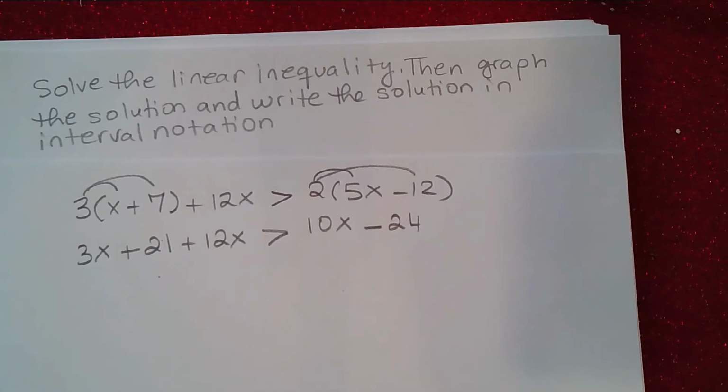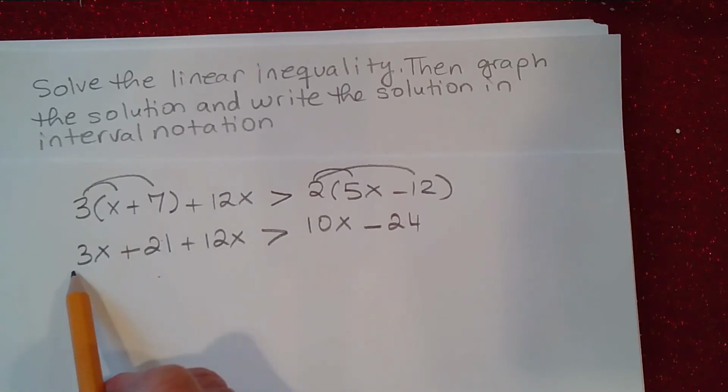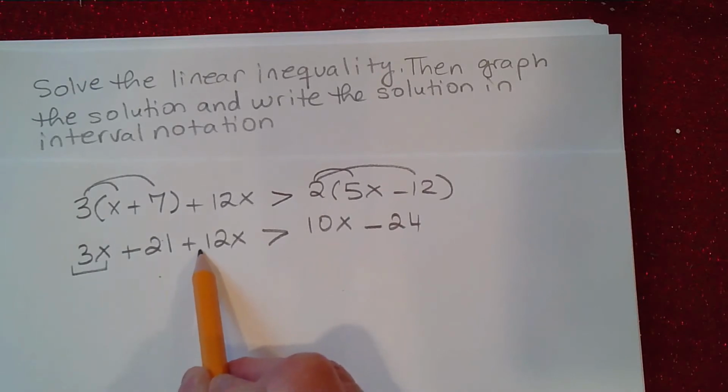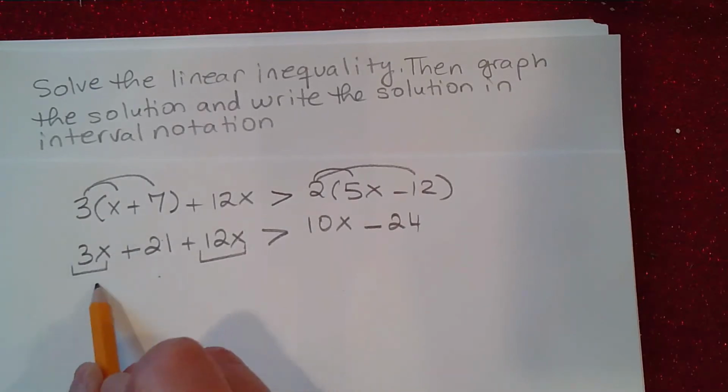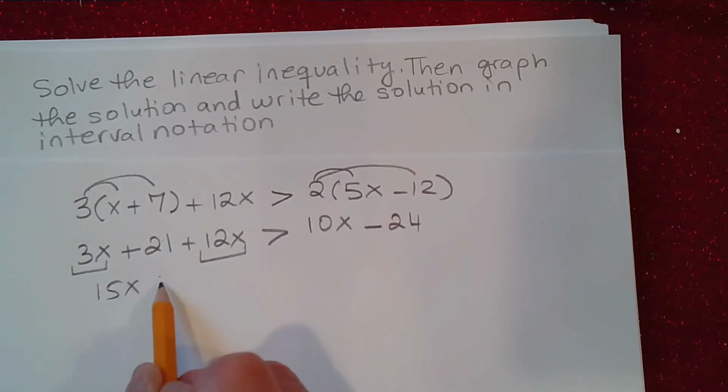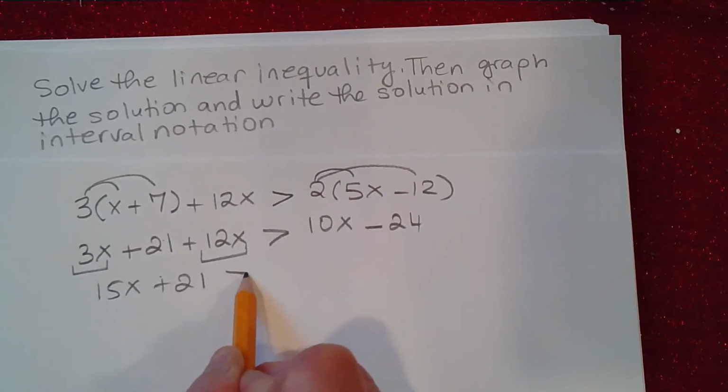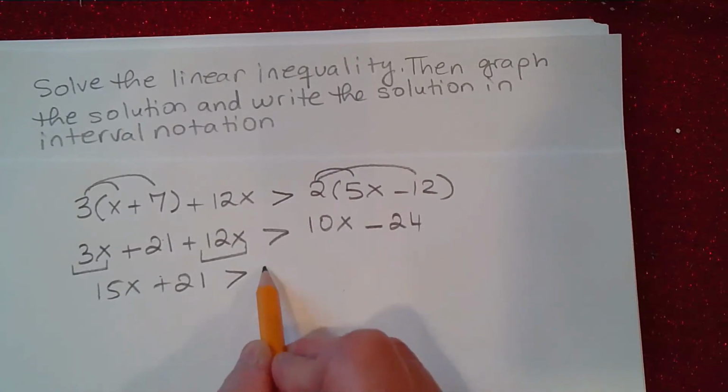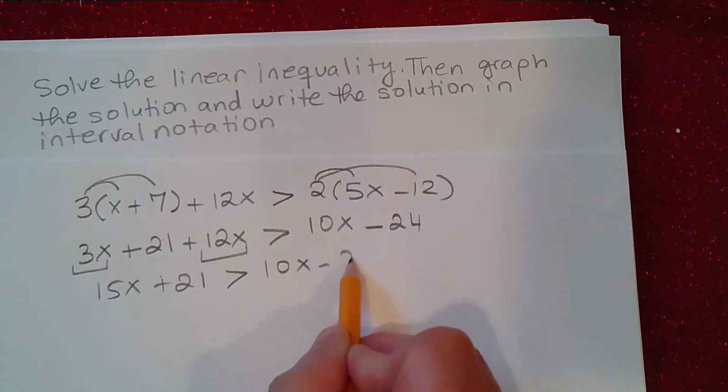Now we need to combine like terms on the left side of the inequality. So we have 3x plus 12x, which is 15x, plus 21, and there's nothing here to combine, 10x minus 24.